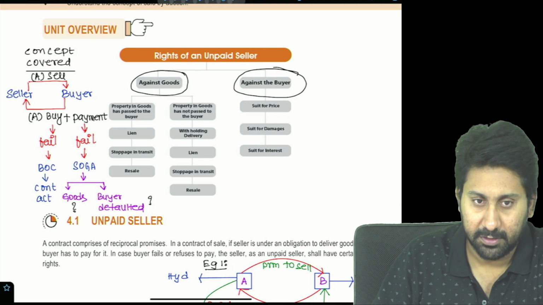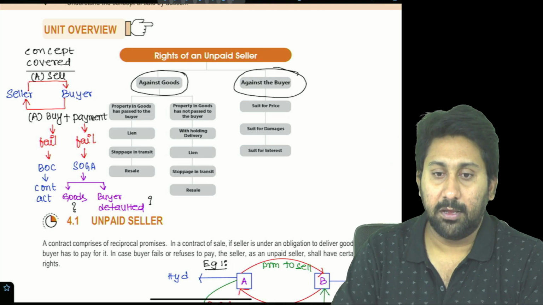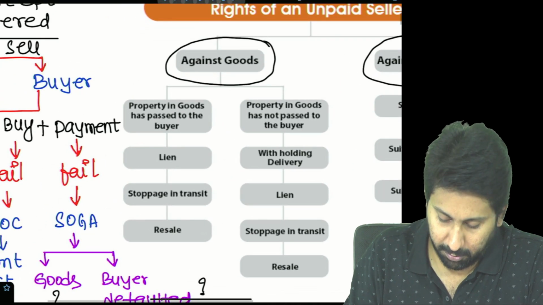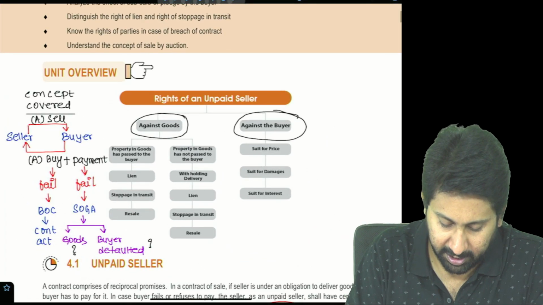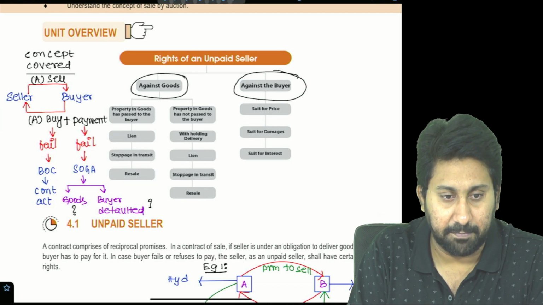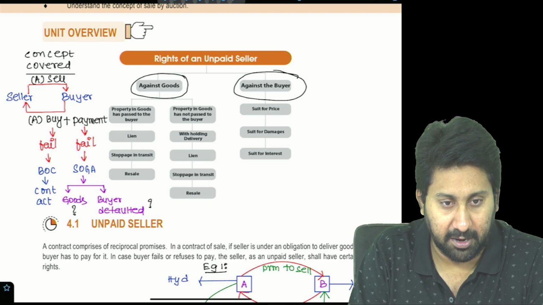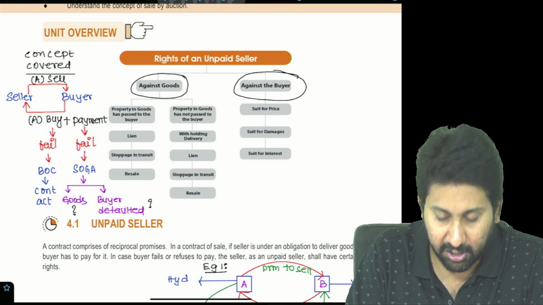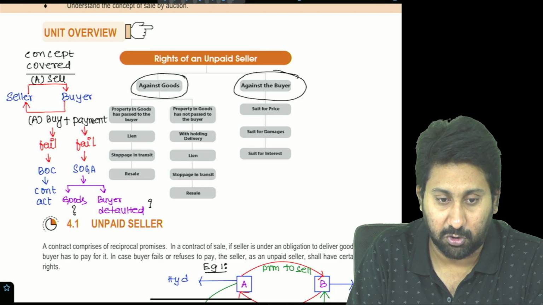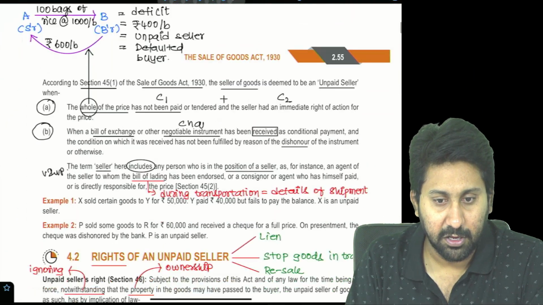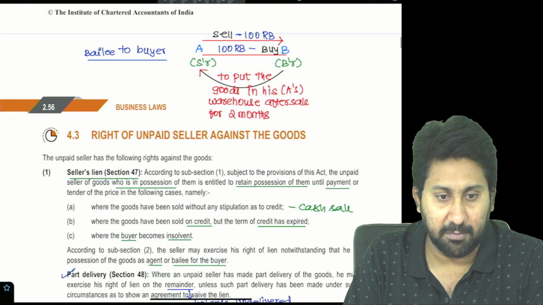See here. In the previous lecture, what we completed is property in the goods passed to the buyer. The concept that will be covered is: a buyer and seller are there. If there is a failure, breach of contract, or payment failure under the Sale of Goods Act, with regard to the goods, what happened? With regard to the defaulted buyer, what happens? Everything we need to discuss. All these concepts have already been completed.